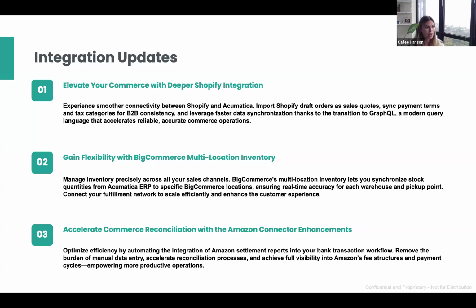So if you have inventory in specific warehouses and across different locations, there are enhancements to help you work across those within BigCommerce at an easier level. And then lastly, some enhancements continue to happen around the Amazon connector. The commerce reconciliation is now available to settle reports into the bank transaction workflow. So again, these are areas that we've seen Acumatica invest in from an e-commerce perspective, but a couple of highlights that we wanted to point out from the integration side.